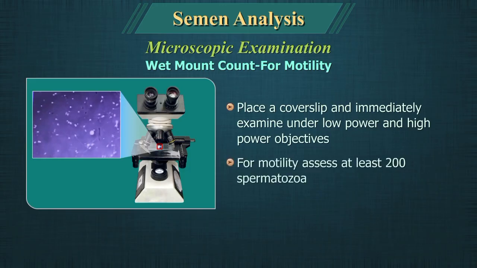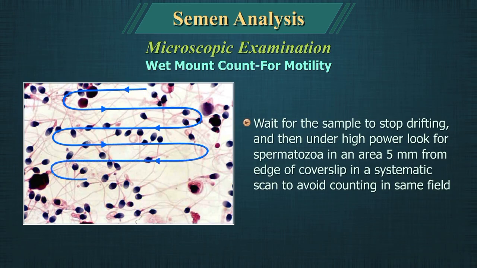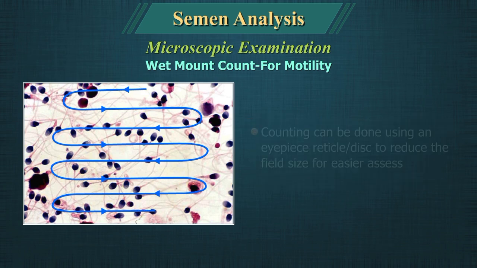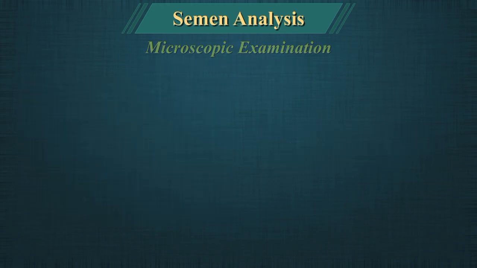For motility, count at least 200 spermatozoa. Wait for the sample to stop drifting and then, under high power, look for spermatozoa in a systematic scan 5 mm from the edge to avoid counting in the same field. Counting can be done using an eyepiece reticle or disc to reduce the field size for easier counting.